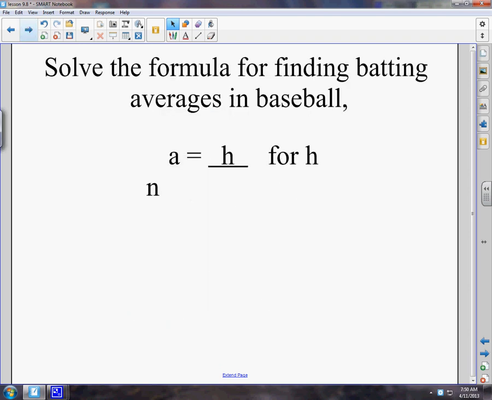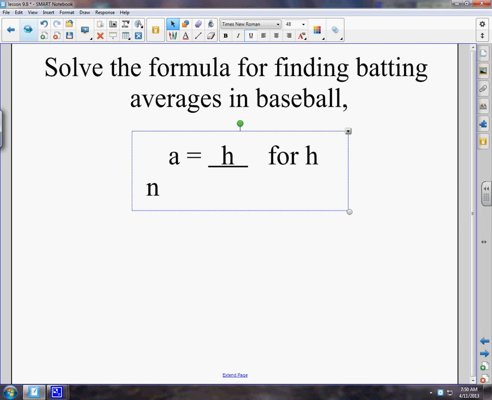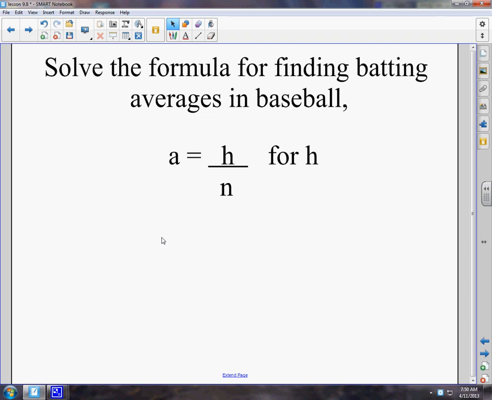All right, so try one more. My equation was a little bit off. Solve the formula for finding batting averages in baseball. It says A equals H over N, and I want you to solve it for H. So A equals H over N. Try this problem, and then we'll go over it.